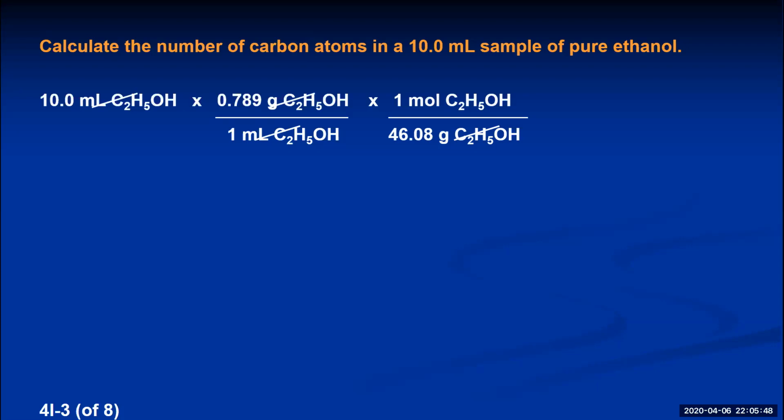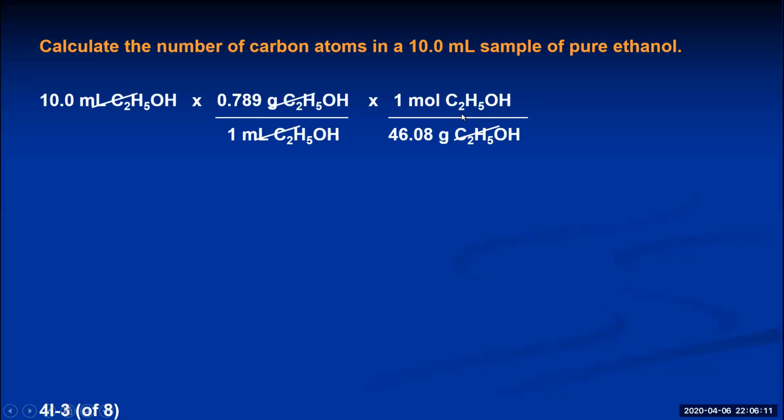Now, here's the point where we want to look at what we're trying to solve for. We're trying to get carbon atoms. We have moles of ethanol. From the formula of ethanol, I can determine an equality statement between how many moles of ethanol and how many moles of carbon there are. We did that when we were doing the molar mass calculation. 1 mole of ethanol contains how many moles of carbon?